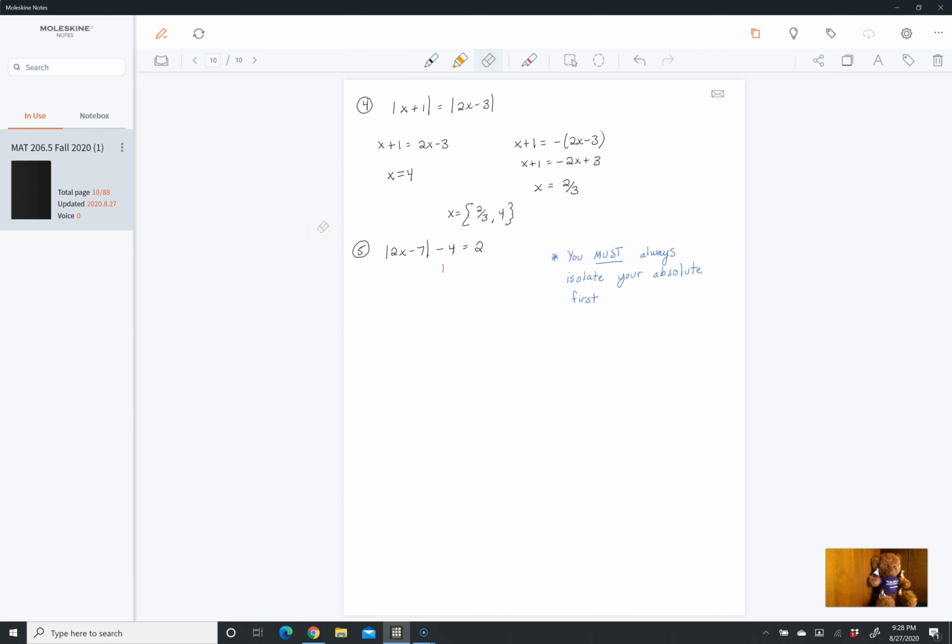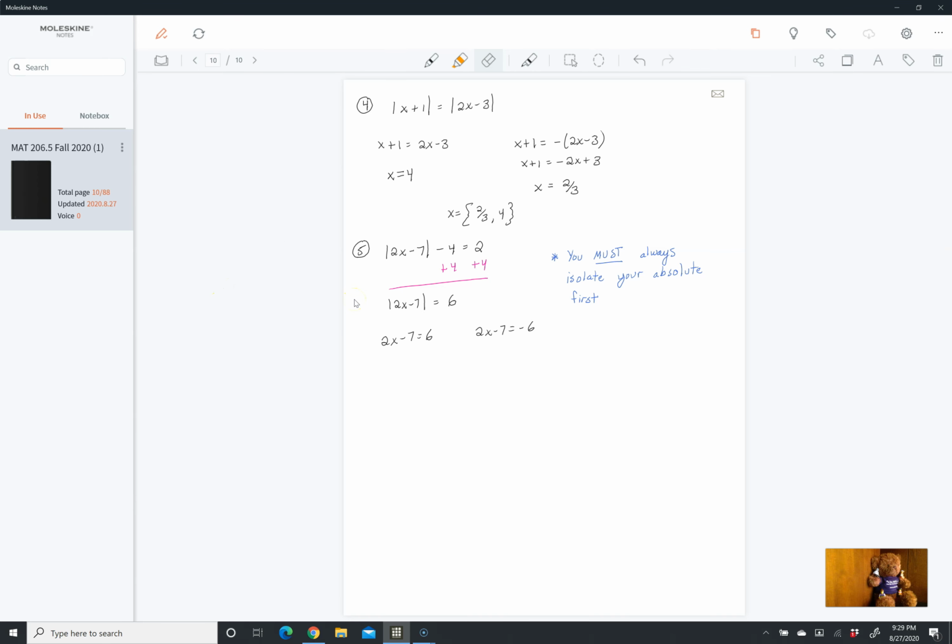Right? If I had left it as a minus 4, then we would have wound up with a negative value on the right, and we wouldn't have had a solution to the equation. So that's why I switched it to a -4. So this says that we have the absolute value of 2x minus 7 is equal to 6. So 2x minus 7 is equal to positive 6, or 2x minus 7 is equal to negative 6.